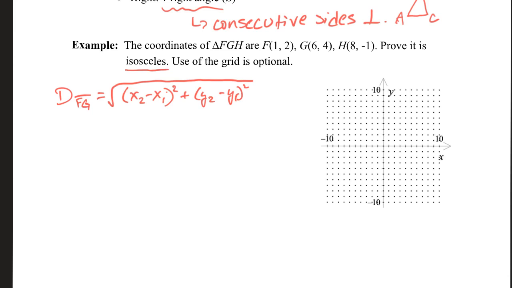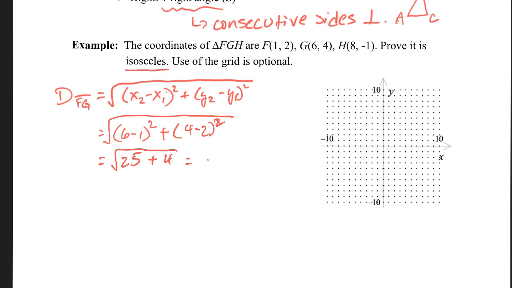So my x2 up here for F and G is that one. So I got 6, and I'm subtracting positive 1. So 6 minus 1, quantity squared. And then I got my y, which is y2 is 4, and I'm subtracting 2. 4 minus 2, quantity squared. And then what do we get from this? 6 minus 1 is 5. 5 squared is 25. Plus 4 minus 2 is 2. And 2 squared is 4.